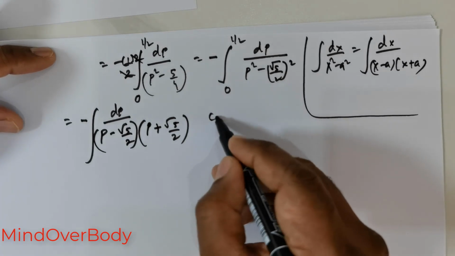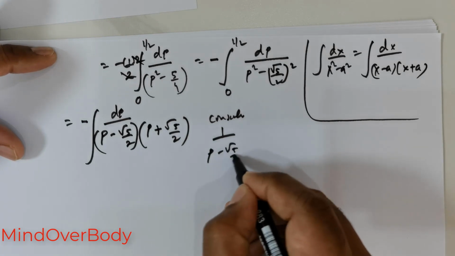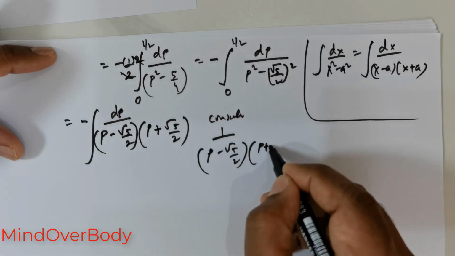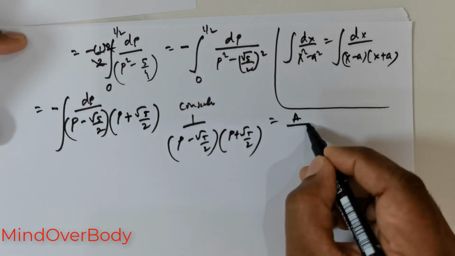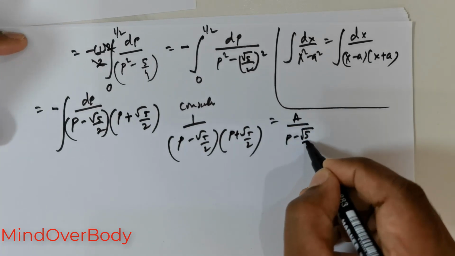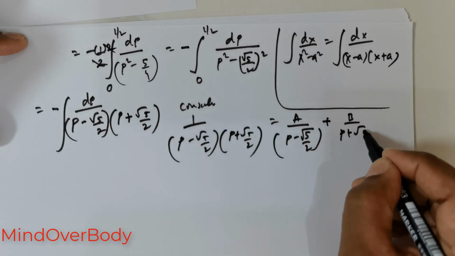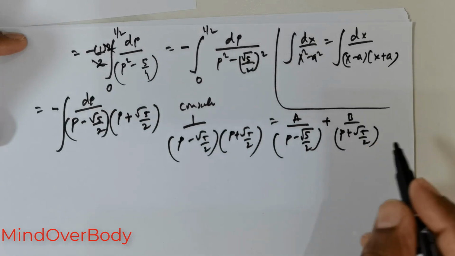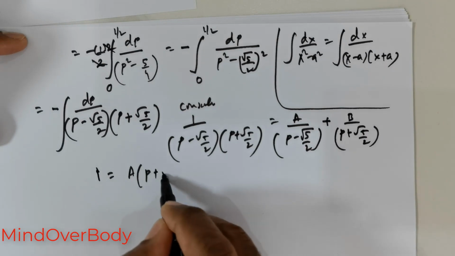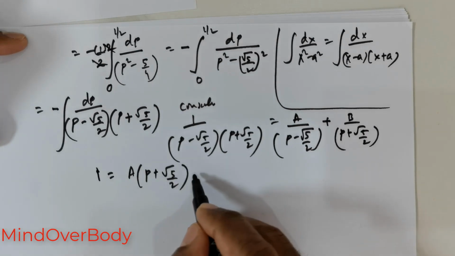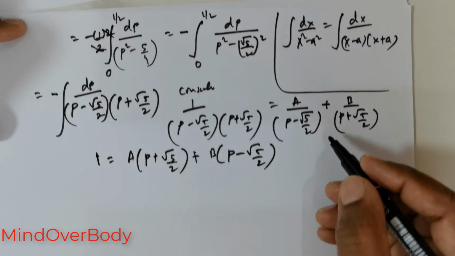So let me consider 1 over p negative root of 5 divided by 2 times p positive root of 5 divided by 2. I'm going to rewrite this as a over p negative root of 5 divided by 2 positive b over p positive root of 5 divided by 2. If you cross multiply, you get 1 is equal to a times p positive root 5 divided by 2 plus b times p negative root 5 divided by 2.